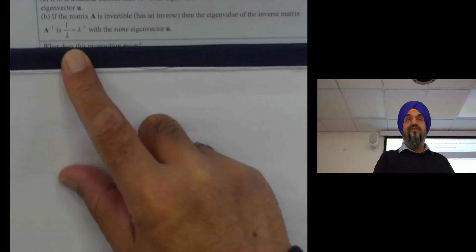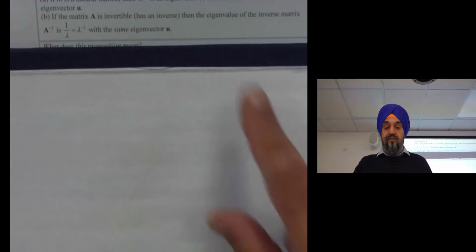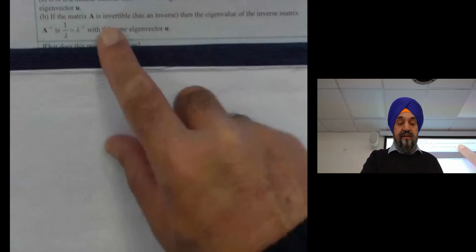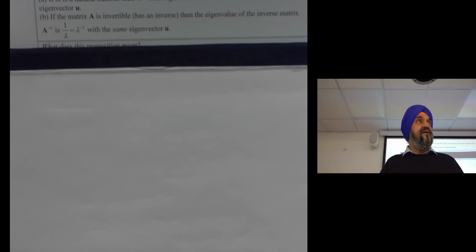Yeah, it can't be 0. If one of the eigenvalues is 0, then it's non-invertible. That's why you can't have 1 over 0, okay? That's why it says A is invertible. If A is invertible, then the eigenvalue of A to the minus 1 will be 1 over lambda.